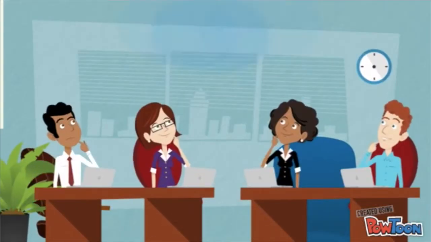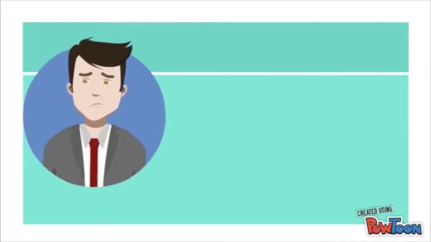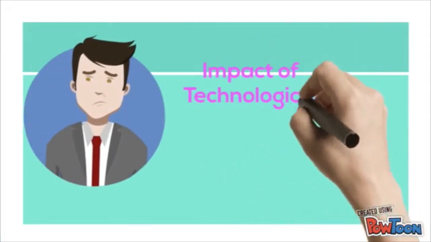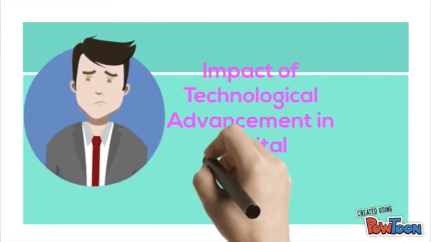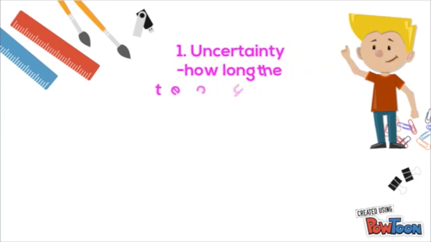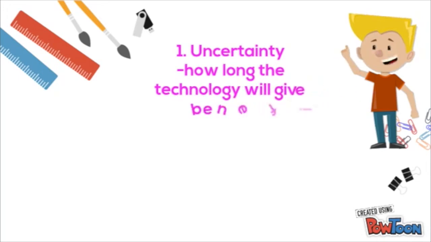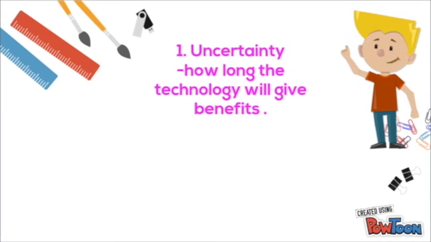Now, we know the differences between CAPEX and OPEX. So, why do more companies want to shift from CAPEX to OPEX in technology advancement? This is because technological advancement has some impacts on capital expenditure decision. The first impact is uncertainty. For example, if a company makes a decision to purchase machines, the element of uncertainty is that they are not sure how long the machines will contribute benefits in order to make it comparable to the cost.